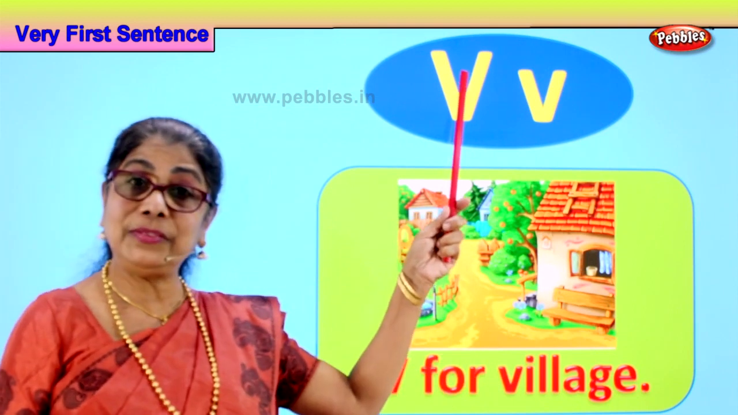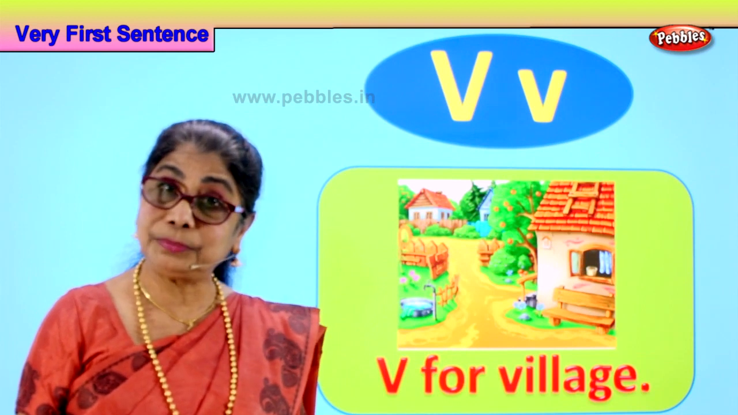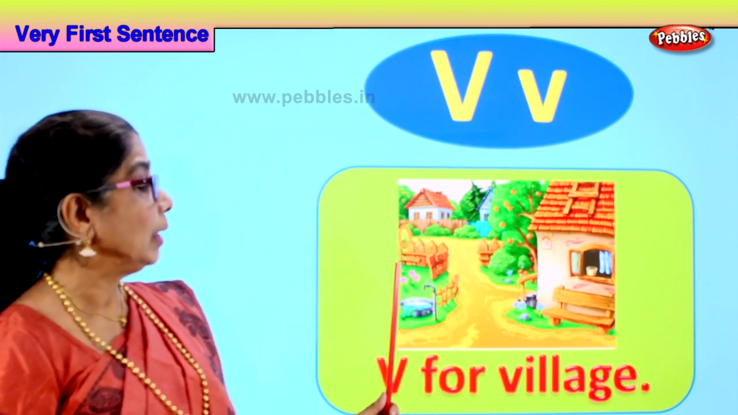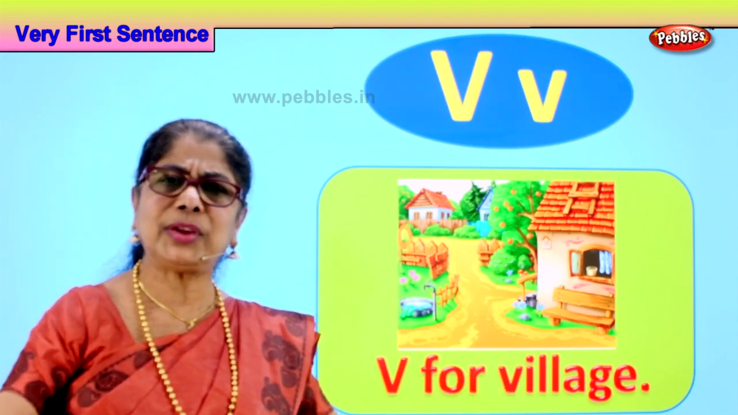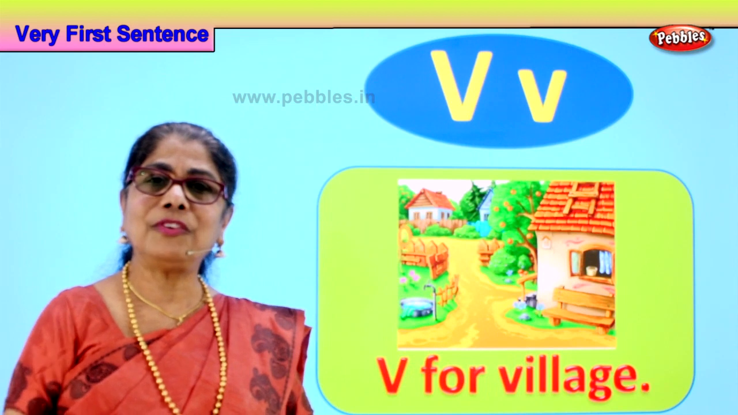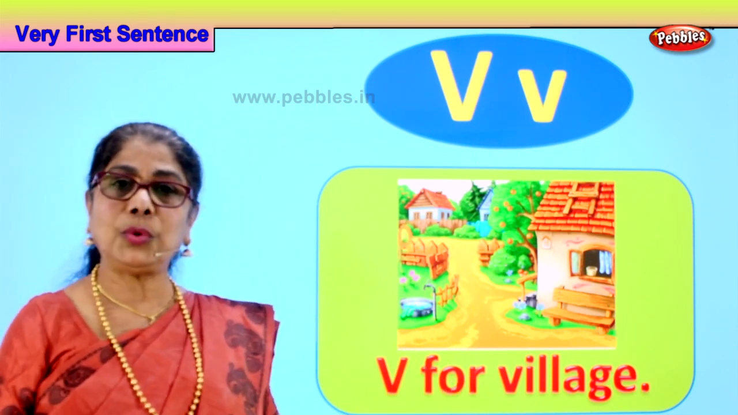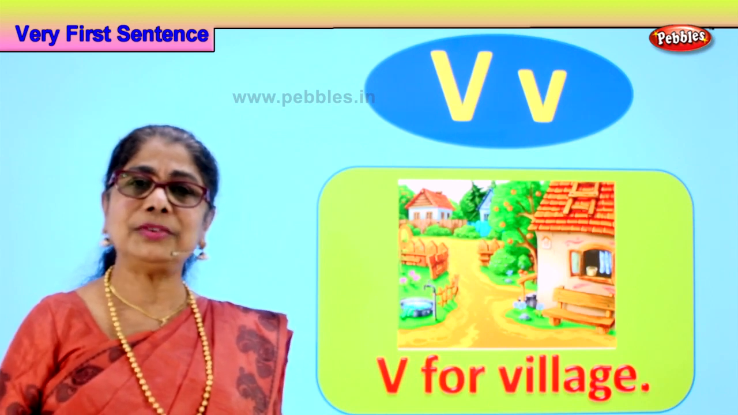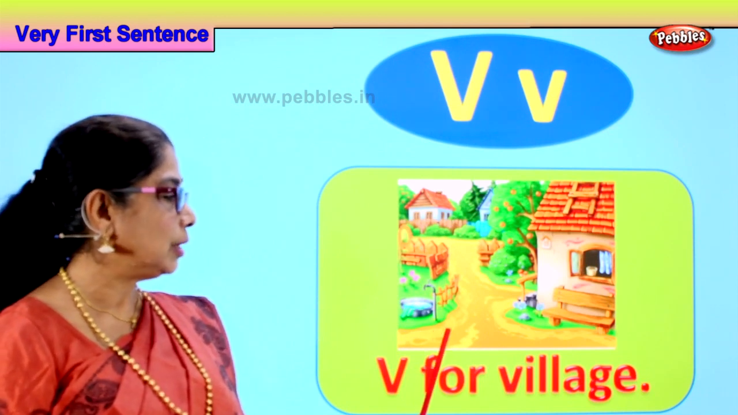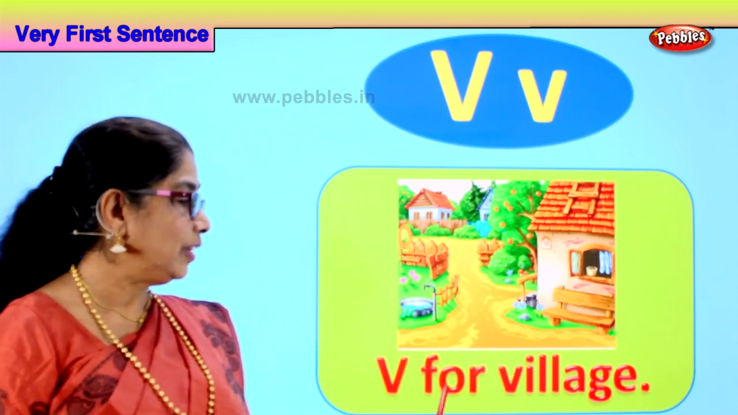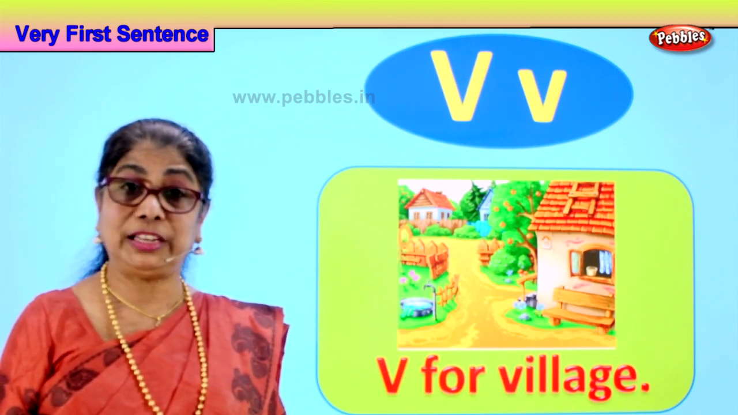Shall we take another picture and read the words that begin with the letter V? Look. Capital letter V and small letter V. Sound is V. What picture do we have here? It's a picture of a village. What is a village? Some people live together in a small area. Greenery, lots of trees, and all are very happy. They have their own little tiny garden, tiny house, a space for children to play, and so on. So that's called a village. A tiny road around here, you see? V for village.